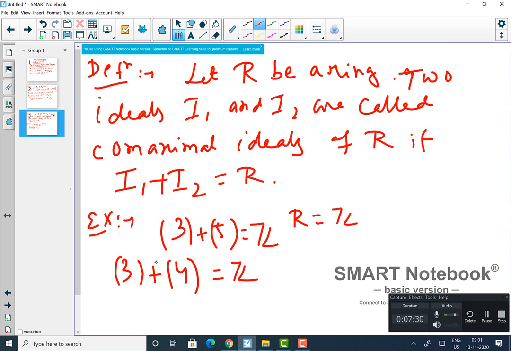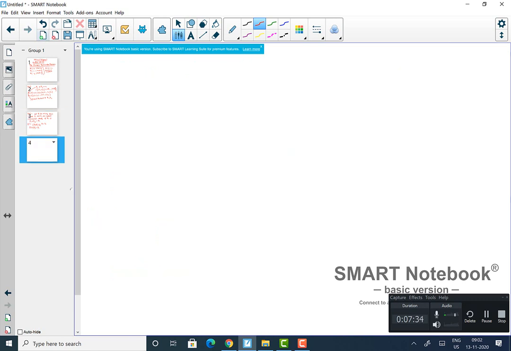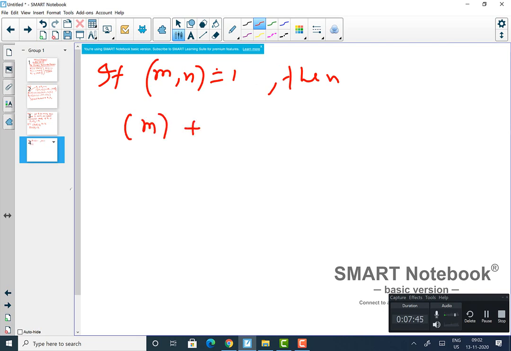Because 3, 5 are co-prime, similarly 3, 4 are co-prime, right? So in general, if M and N are co-prime, then the ideal generated by M plus the ideal generated by N equals the full integers. How do you prove it?